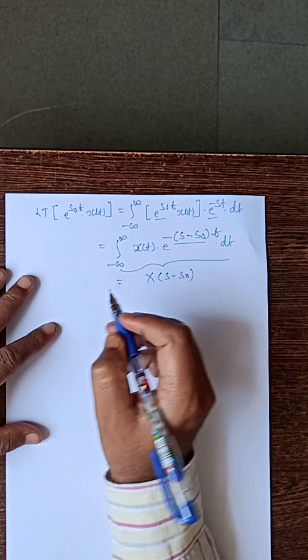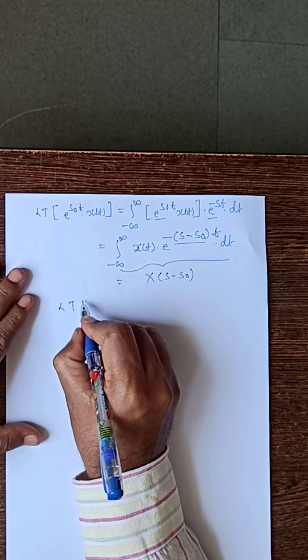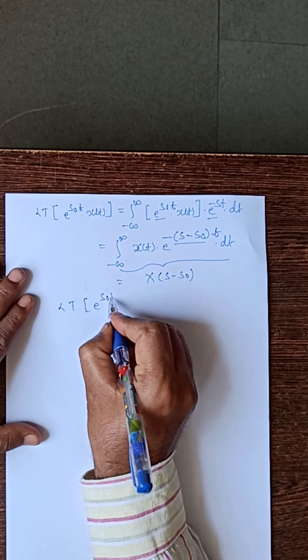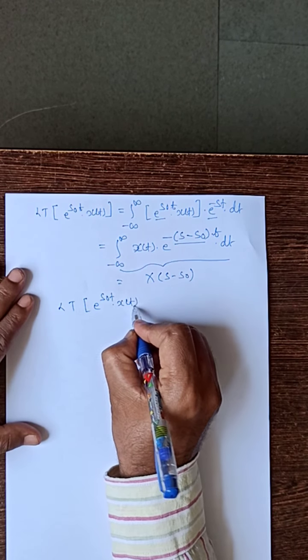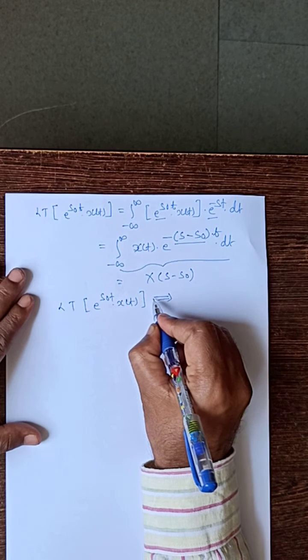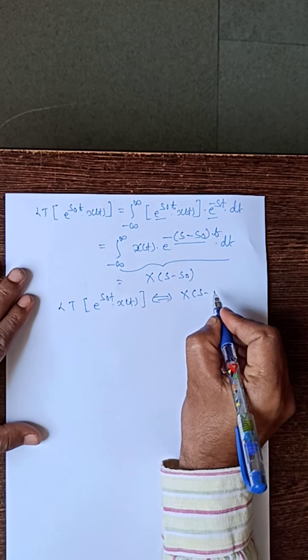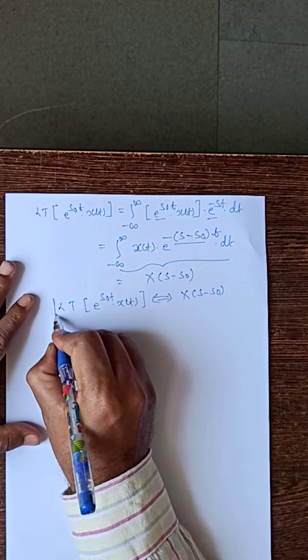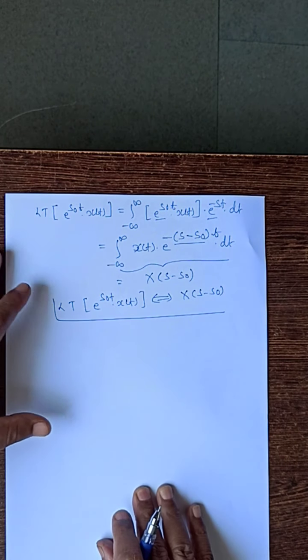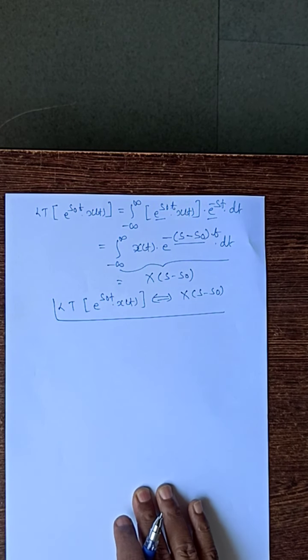That's all. So Laplace transform of e raised to s naught t into x of t is equals to X of s minus s naught. So this is proved. This is the frequency shifting property. That means when you shift the frequency in the frequency domain by s naught amount, it will be multiplied by e raised to s naught t in the time domain.